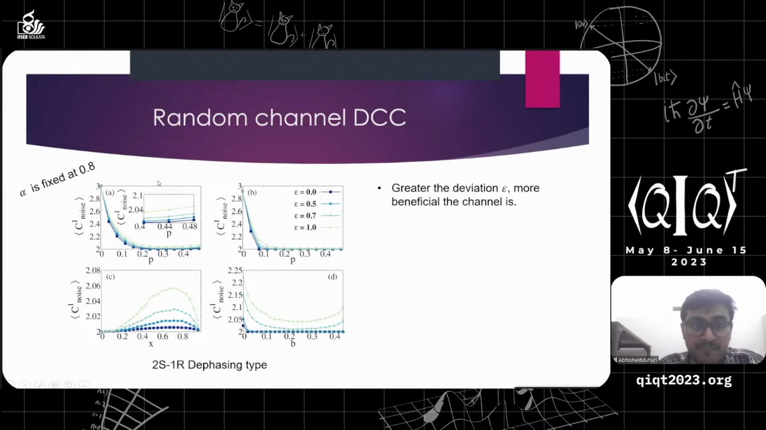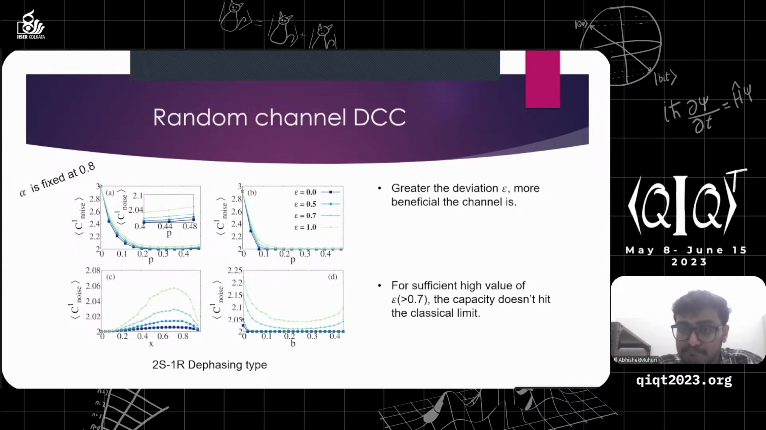And I have already written here that alpha, the non-Markovian parameter, is fixed at 0.8, which is very high. And for sufficiently high value of epsilon, the capacity doesn't even hit the classical limit. We see that for the W state and GW state, in the earlier cases, even non-Markovianity cannot help. But this random channel with greater epsilon, that is greater randomness in the channel, will actually help.